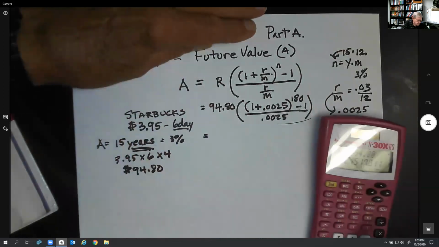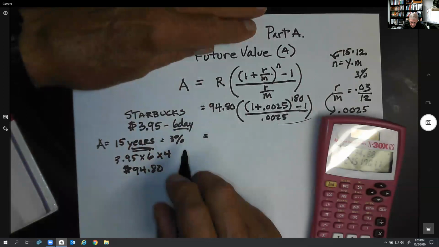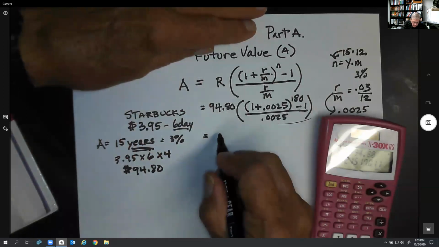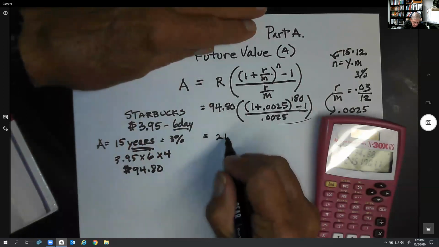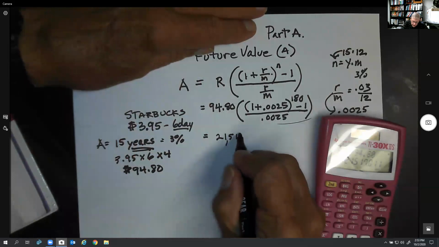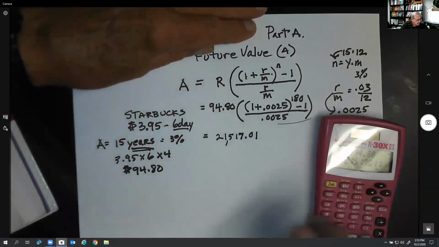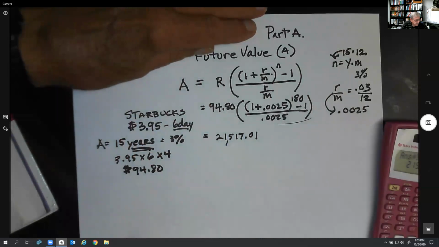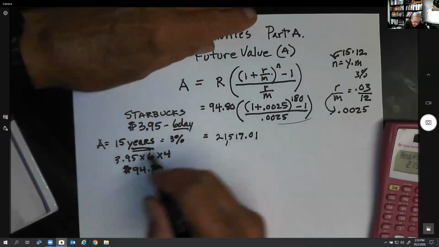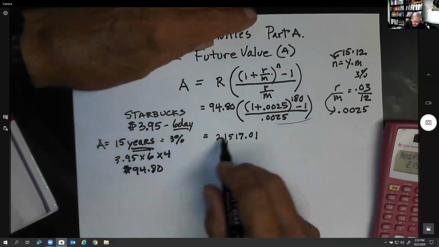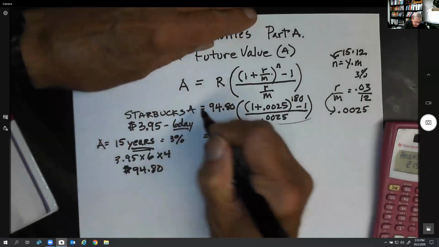So at the end of this period of time, you should have $21,517.01 coming back to you. So that's how much you would have if you saved, if you didn't buy this latte every day, and you did that for 15 years consecutively.